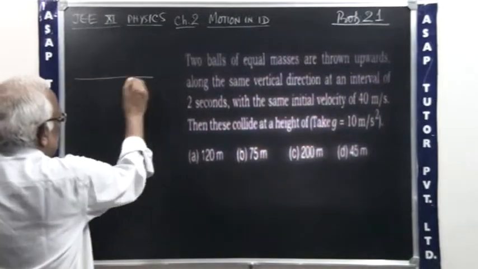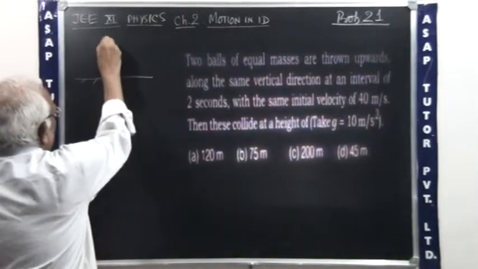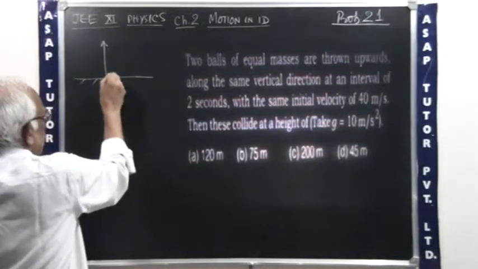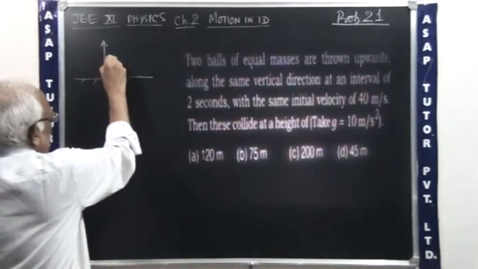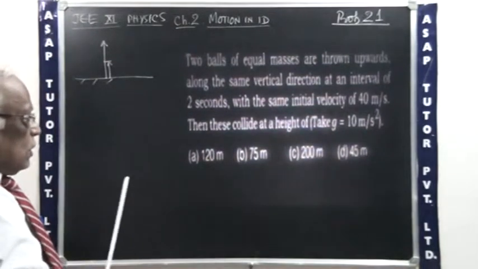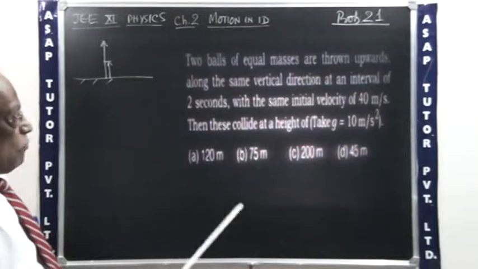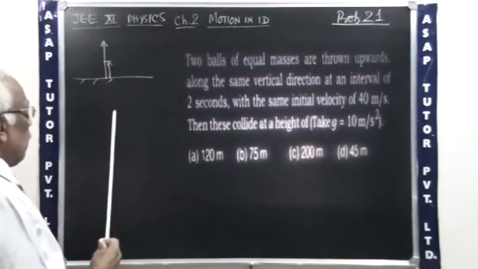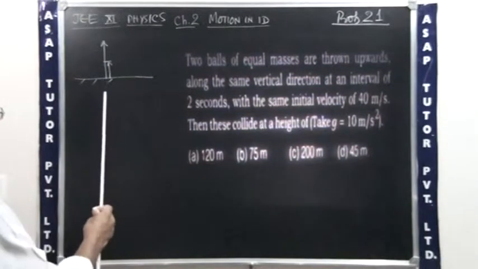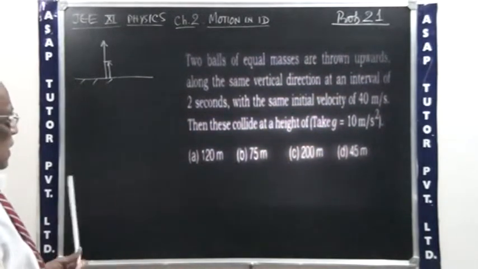Notice the environment is this. This is the ground. I am throwing up one ball, and after having thrown up one ball, the second is also being thrown up. So when this ball is already here, maybe I am going to throw this up. The question is, then these will collide at what height later? Notice that one will continue to go up, and the second is starting its journey 2 seconds later.